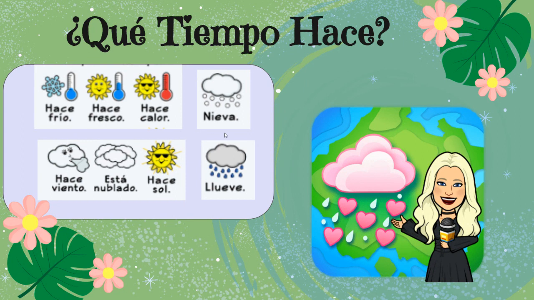Hace frío and nieva. In Spanish, when you talk about the weather, you use hace for the temperature of the air. So if it's cold, you say hace frío. Cool, hace fresco. And hot, hace calor. You also can use hace with windy and sunny, like hace viento, hace sol. Está nublado is cloudy. You use está instead of hace with that one. And then snowing and raining, they have their own verb. And so it is nieva or llueve. So let's go ahead and practice. ¿Qué tiempo hace?